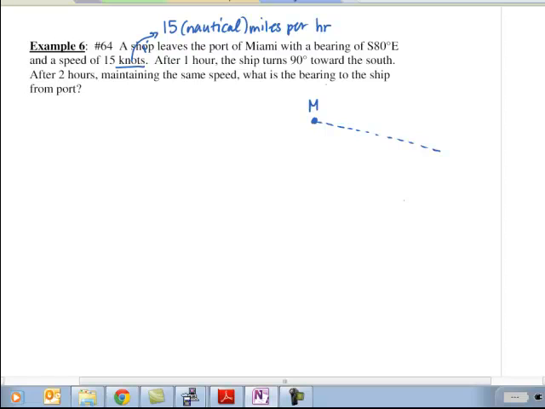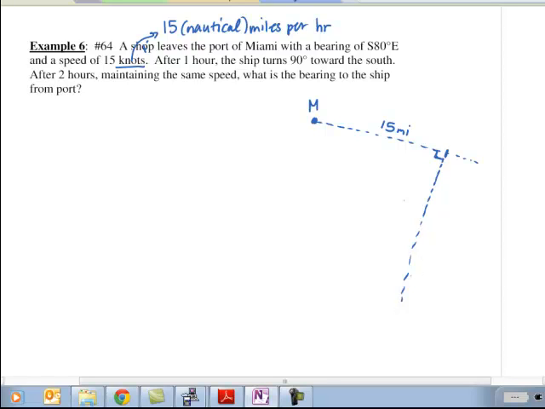And then in 1 hour, the ship turns 90 degrees. So at some point here, we've gone 15 miles because it's saying the speed is 15 miles per hour and we're going for an hour. So 15 miles, turns 90 degrees towards the south. And now we're headed this direction, and this would be a right angle. Right? So here's where we've got a right triangle coming in.